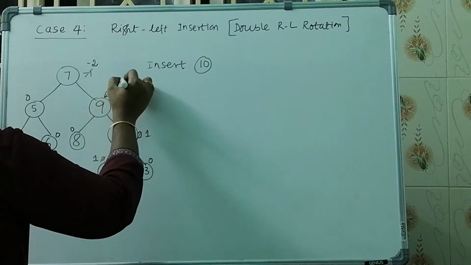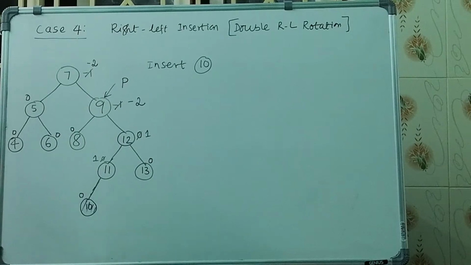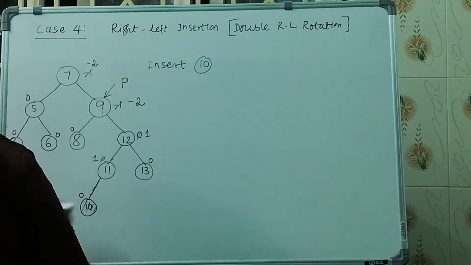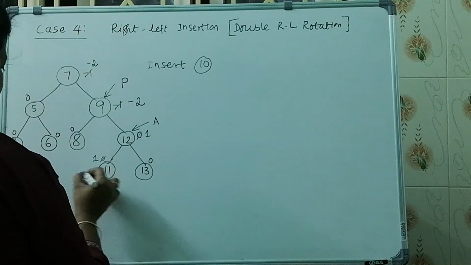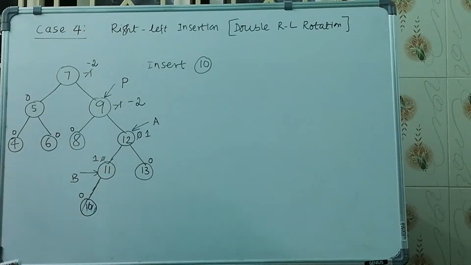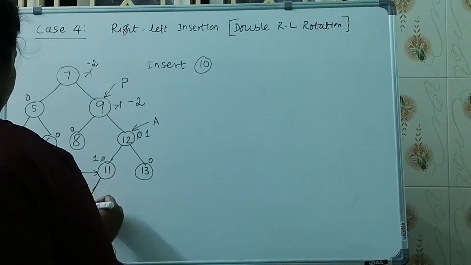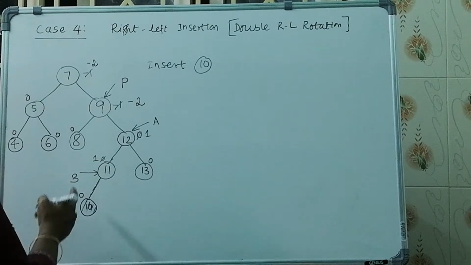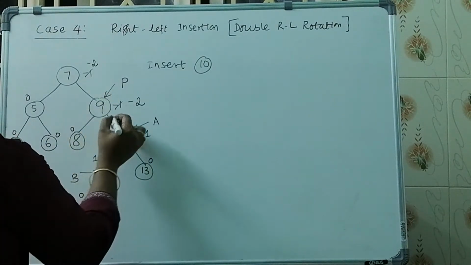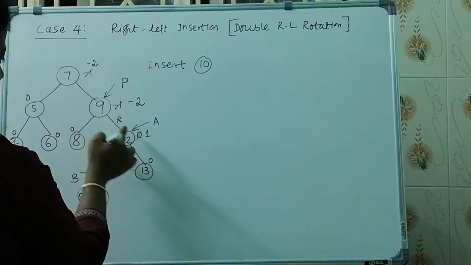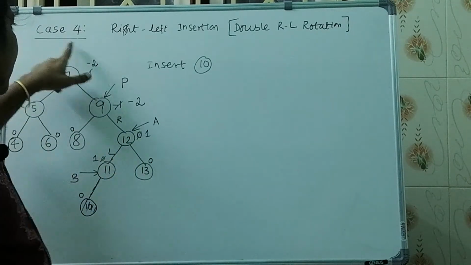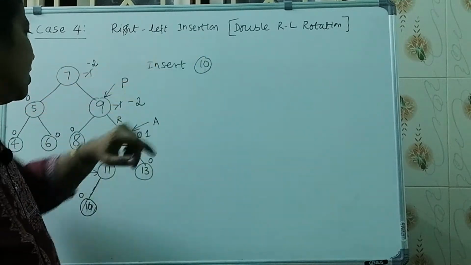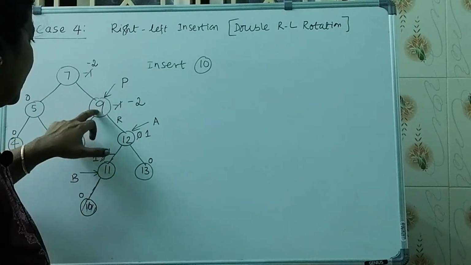Now you mark that as P. Once you fix P correctly, you can easily figure out what is A. Okay, now this is A and now this is B. That's all. Now you see where the new node has been inserted. The new node has been inserted, with respect to P, to the right of P and the left of A. Okay, so it satisfies the case of right to left insertion with respect to node P and then A.